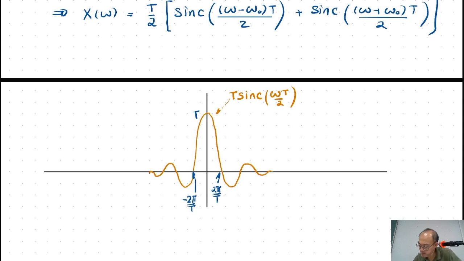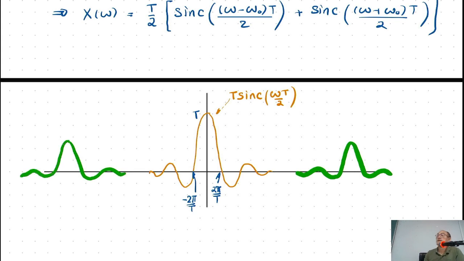Here. The other one would be here. So the green graph is the graph of x of omega. Let's just write down x of omega.